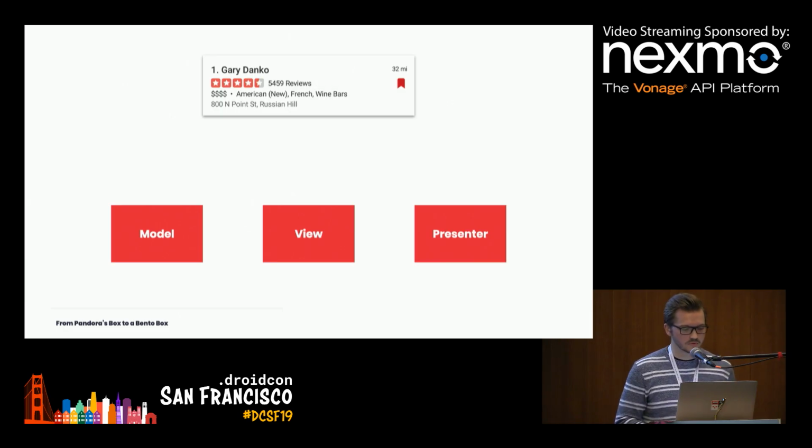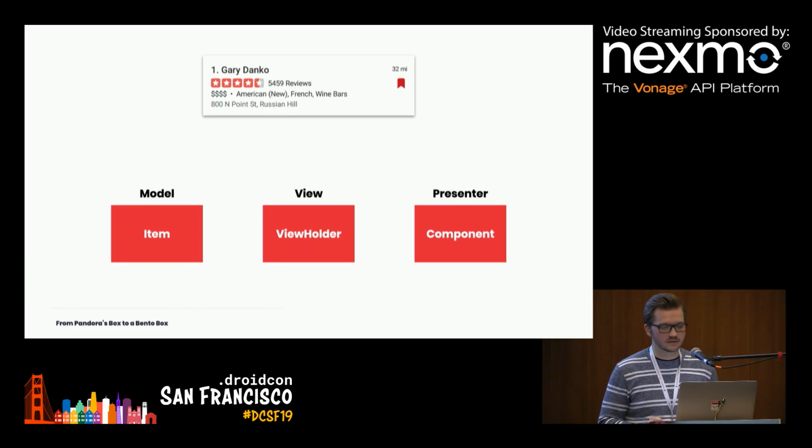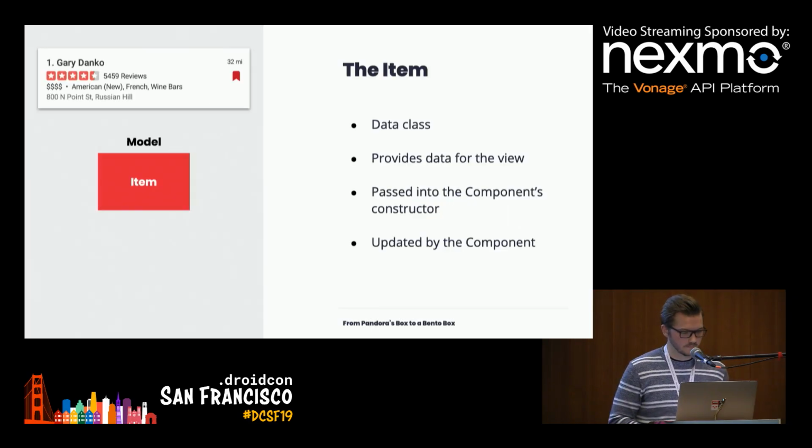In Bento, we kind of refer to them by slightly different names. The model we usually call the item or data item. The view, we'll typically refer to it as a view holder, and we're kind of piggybacking on RecyclerViews and that kind of terminology. And the presenter we will typically call the component. So let's go through each one of those and see what it looks like.